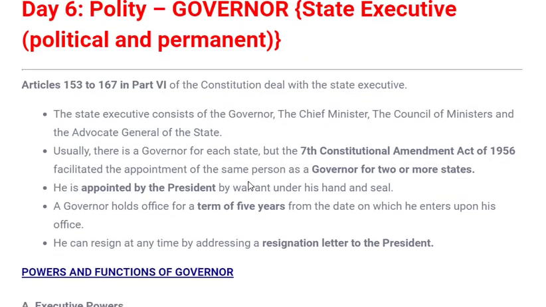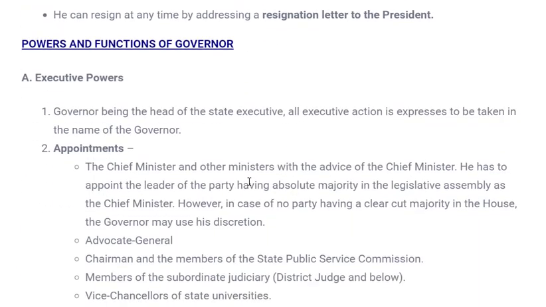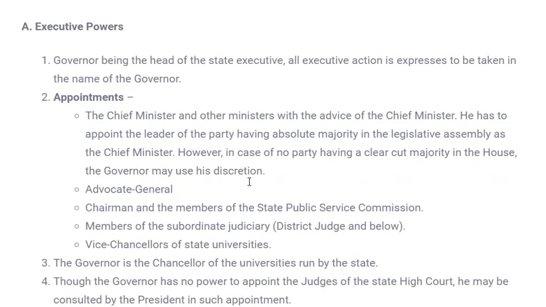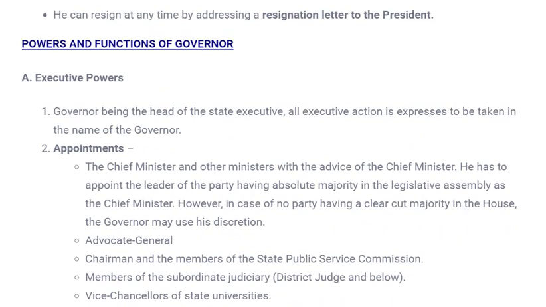Now coming to the powers and functions of the Governor. Before that, let's see the qualification. What should be the qualification of a Governor? It's very simple. No very special qualification is required for a Governor. He should just be above the age of 35. That means anyone who wants to be a Governor should be more than 35 years old, and he should be a citizen of India.